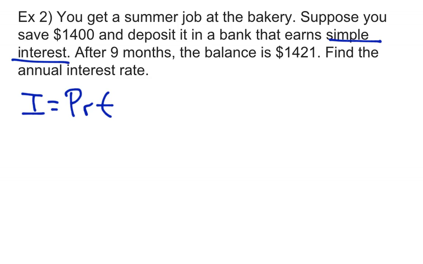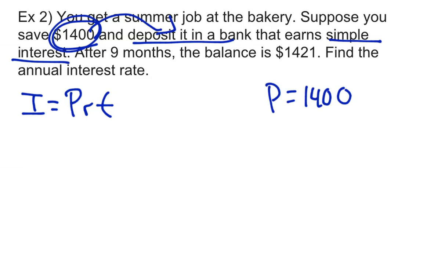All right, my interest. Does it tell me what my interest is? Well, no, it doesn't say what the interest is. What it tells me is that, suppose you save $1,400 and we're going to deposit it into a bank. Well, that's going to be my principal then, the $1,400. Because even though we're not borrowing money, it's the amount of money that we are putting into a bank. So we're going to earn interest because our money's in the bank. Okay? So that's $1,400. After 9 months, 9 months then is going to be my time.